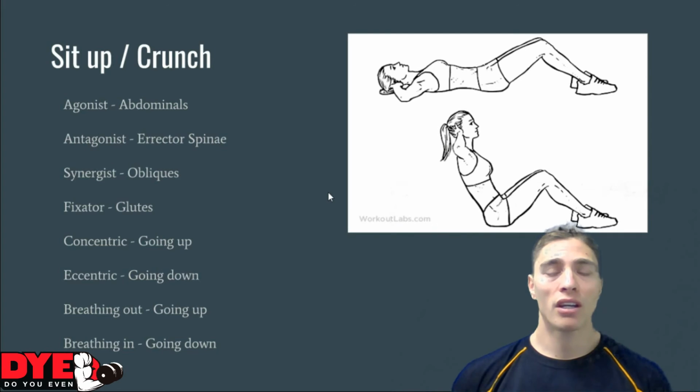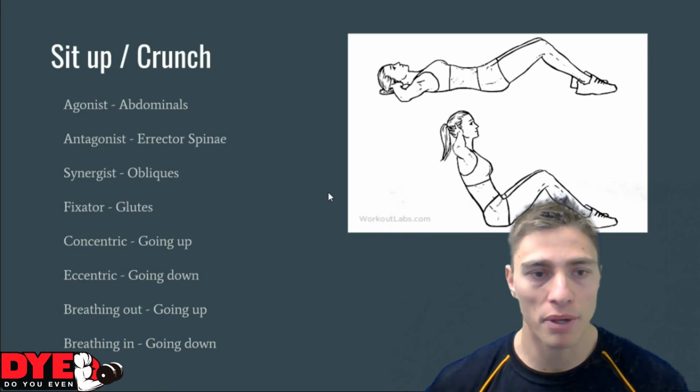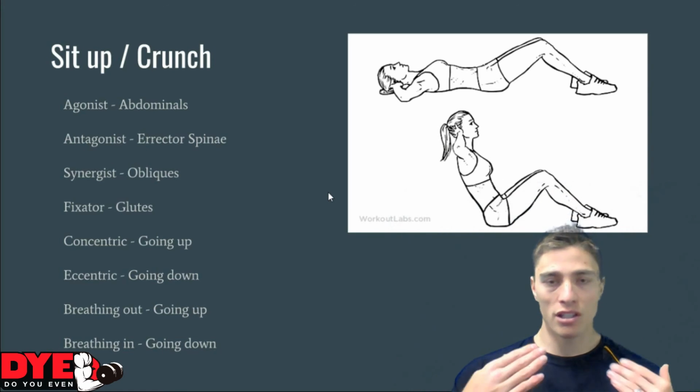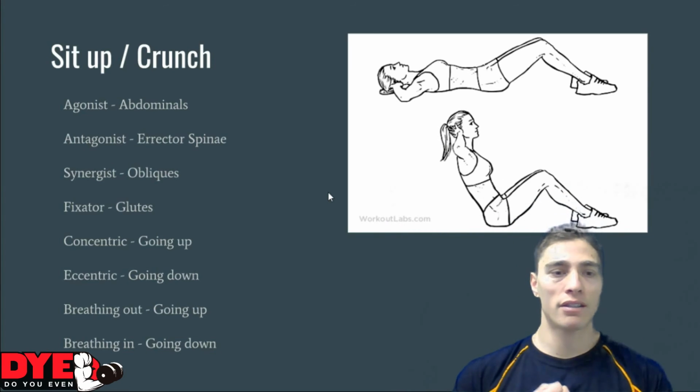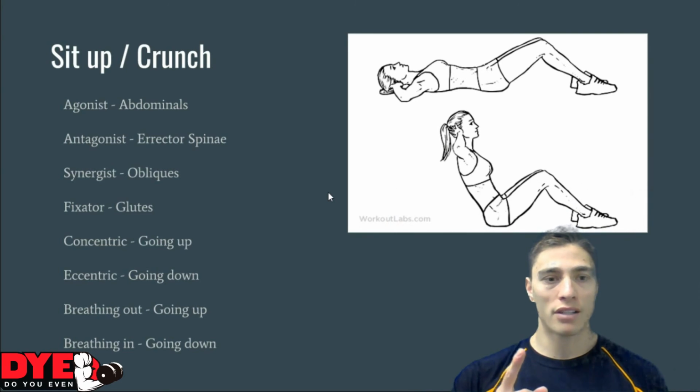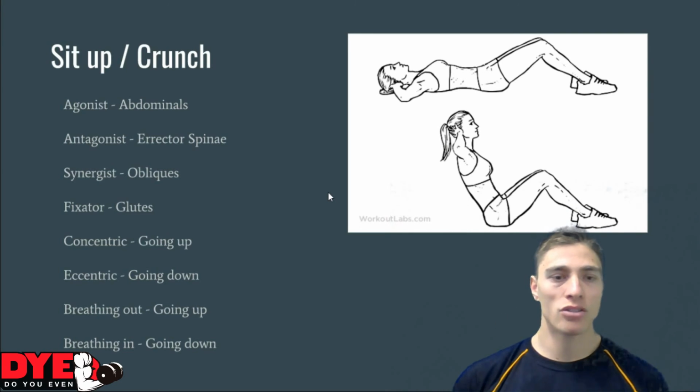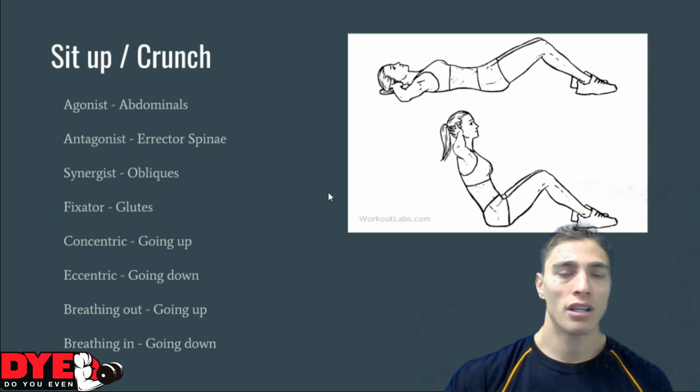Fixator glutes. Why glutes? Because they actually hold you in place in your start position, and enable you to come up. Concentric going up, eccentric going down, breathing out as you're going up, in as you are going down.